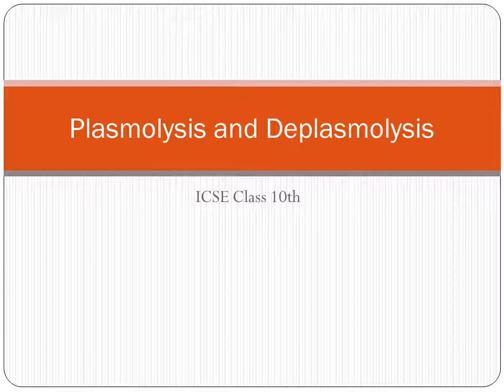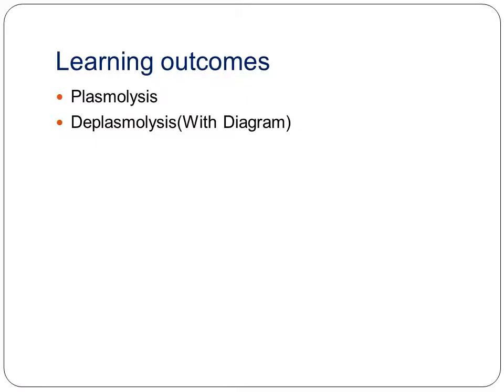So let us start with today's episode of plasmolysis and deplasmolysis. What are the learning outcomes of today's episode? Today's episode is very small, so we will be dealing with only plasmolysis and deplasmolysis. Obviously with diagram, we should know what is happening to the cell, so we will go through its diagram also. So it is with diagram we will be discussing plasmolysis and deplasmolysis. So let us start with plasmolysis.